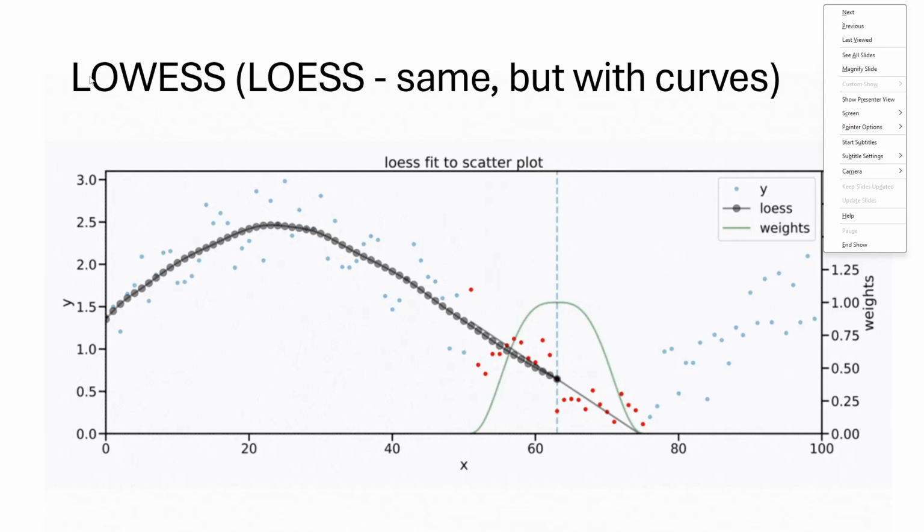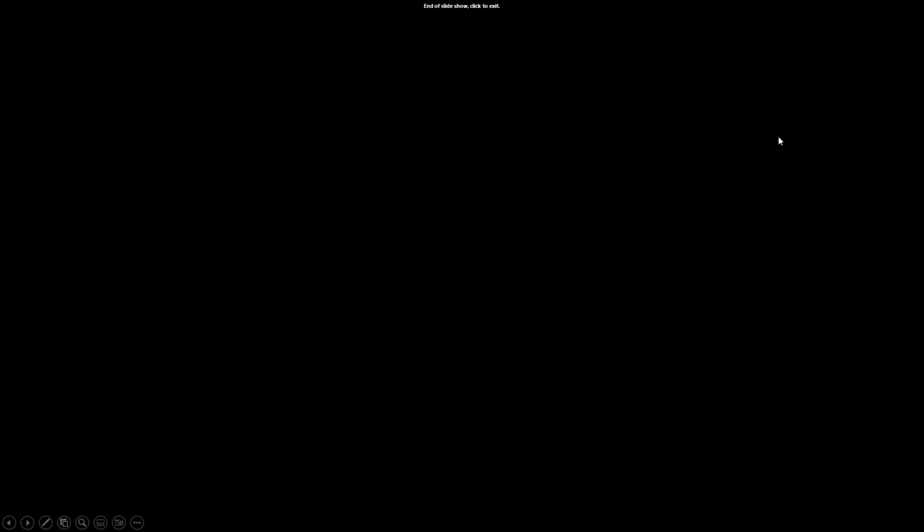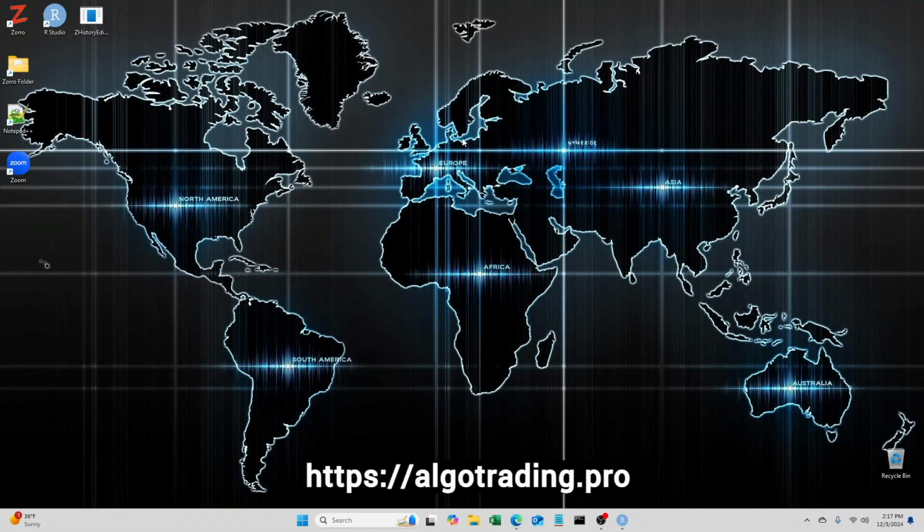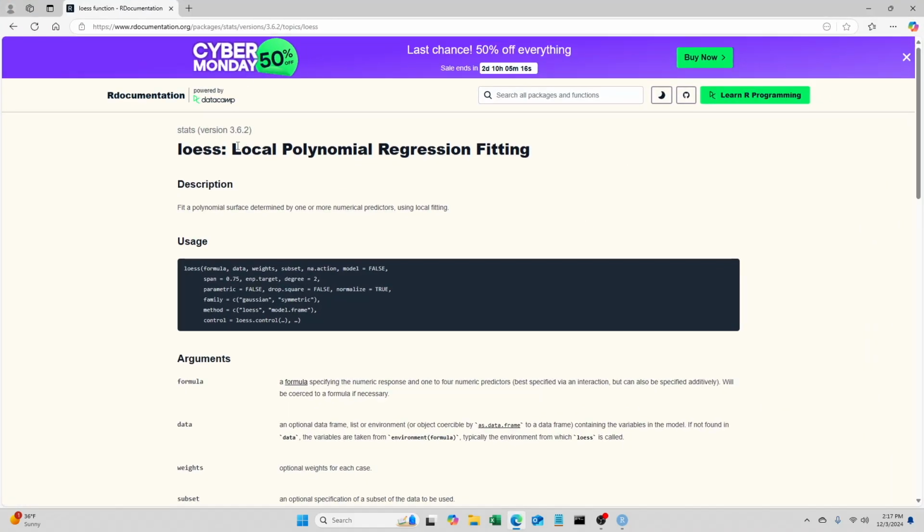So, here we have basically a visual example of this procedure, and the modern version can use both linear lines here, but it can also use polynomials, meaning curves. And actually, there is a parameter of the R function that we're going to use that allows us to control for that. Okay, I hope that this makes sense. And right now, I am going to show you the R function that we will use. It is in the stats package. I think it's installed by default with my R installation.